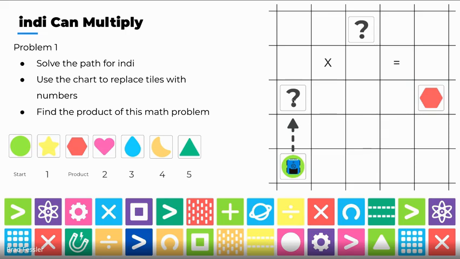Tile question mark 1, tile 1. Yep, teal is going to get us going 45. That's good, 45. We're going to hit question mark 2. What angle do we need here to get to red? Yeah, teal, which is 5, times blue, which is 3, gets us down here to 15.